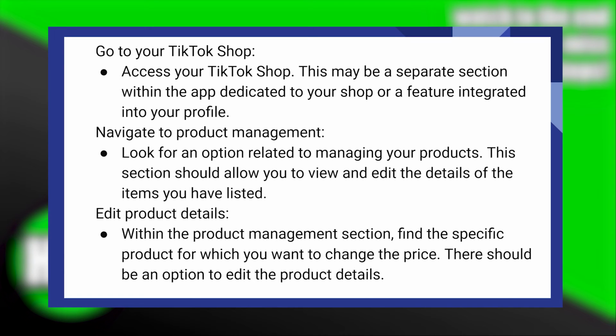This section should allow you to view and edit the details of the items you have listed. Within the product management section, find the specific product for which you want to change the price. There should be an option to edit the product details.